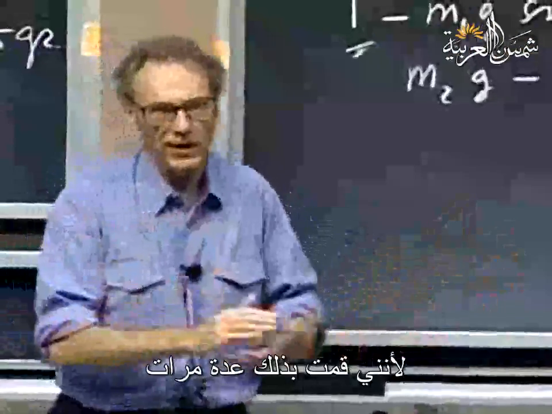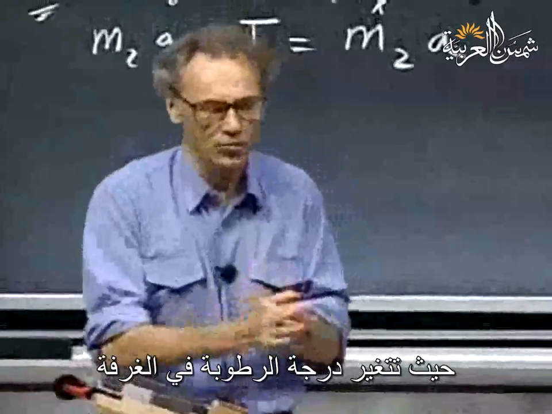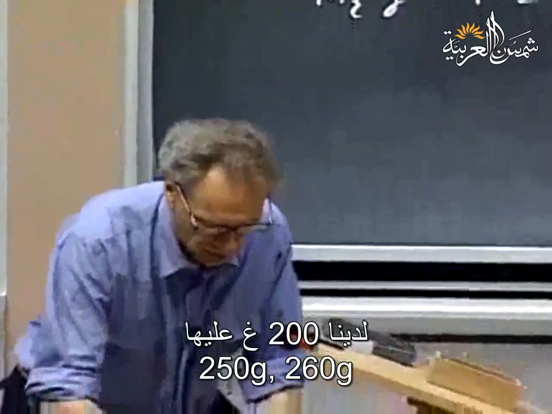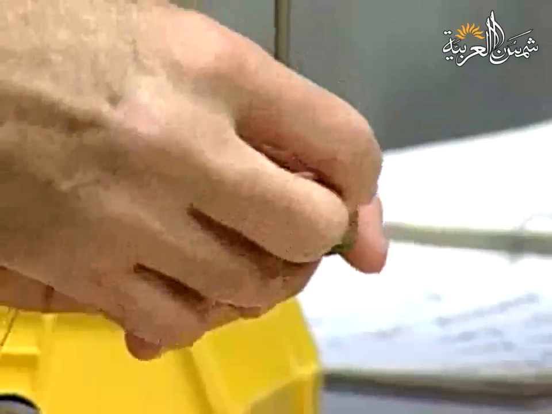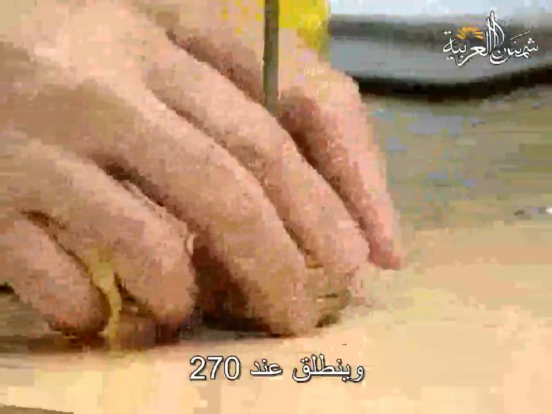Just because I've done it many times, I know it could even be worse at times. The humidity could change in the room, and that could change the friction coefficient. Okay, we have 100 grams on it. We have 200 grams on it. 250. 260. 270. And it goes at 270.